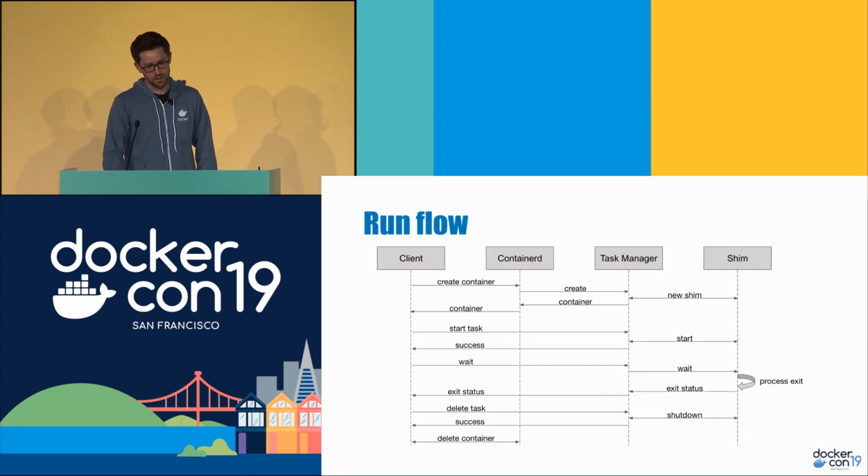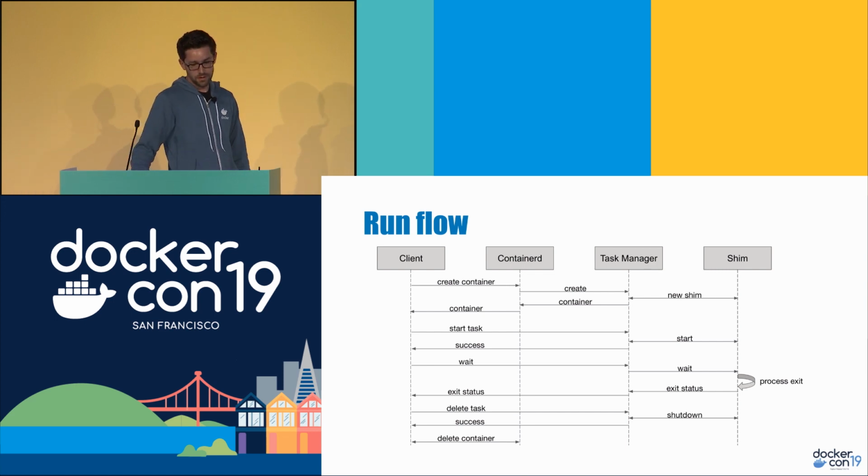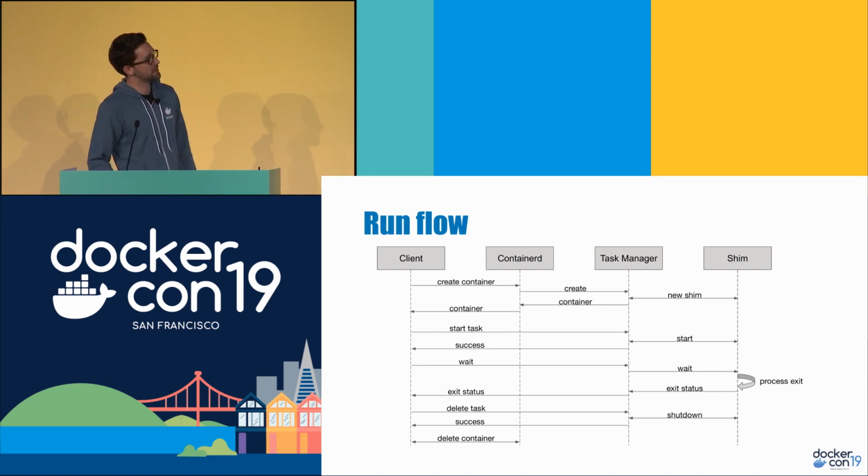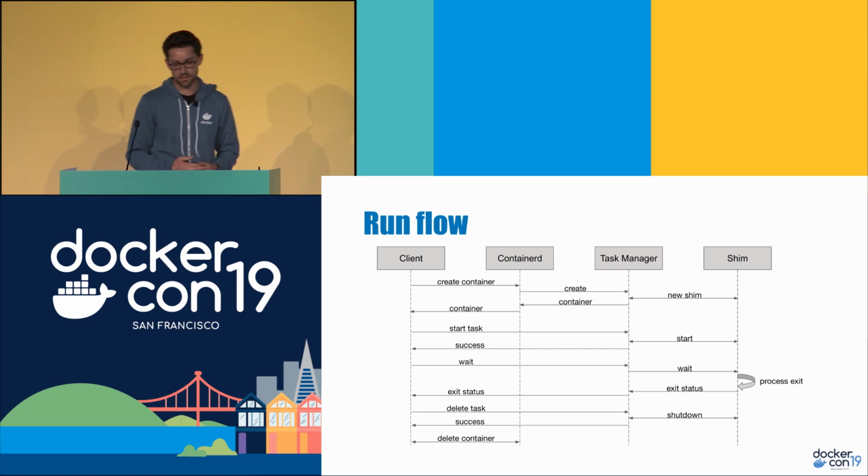The run flow, so we have a few different actors in place here for when you do a run. Everything is always managed by the client. It's going to talk to containerd over gRPC still. In our metadata store, we'll have metadata for each of the containers, but it's really the task manager that's responsible for the actual running container. So the task manager is going to get the create call. It's going to manage all of these shims that get created for the containers.